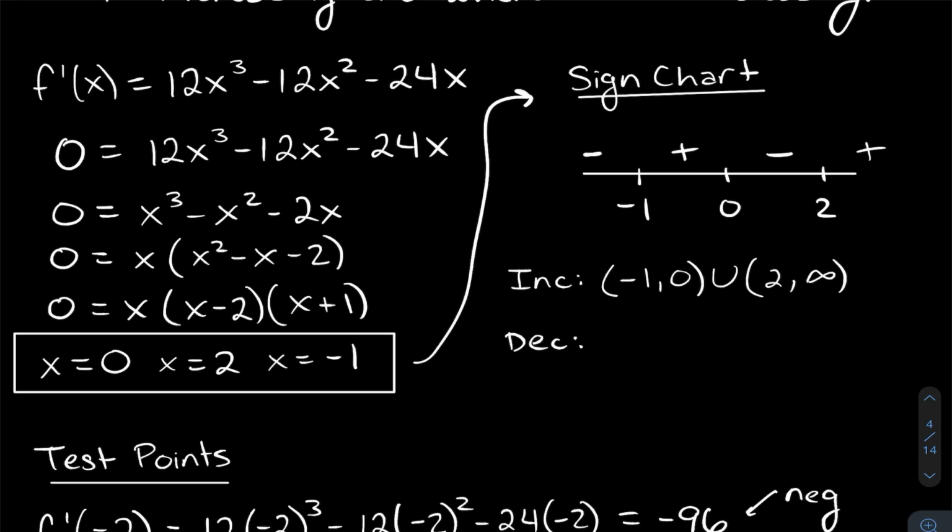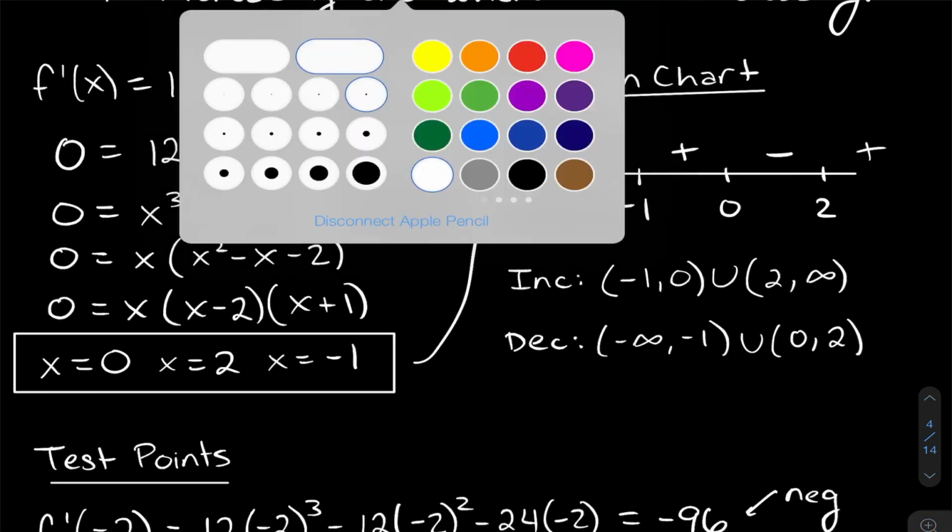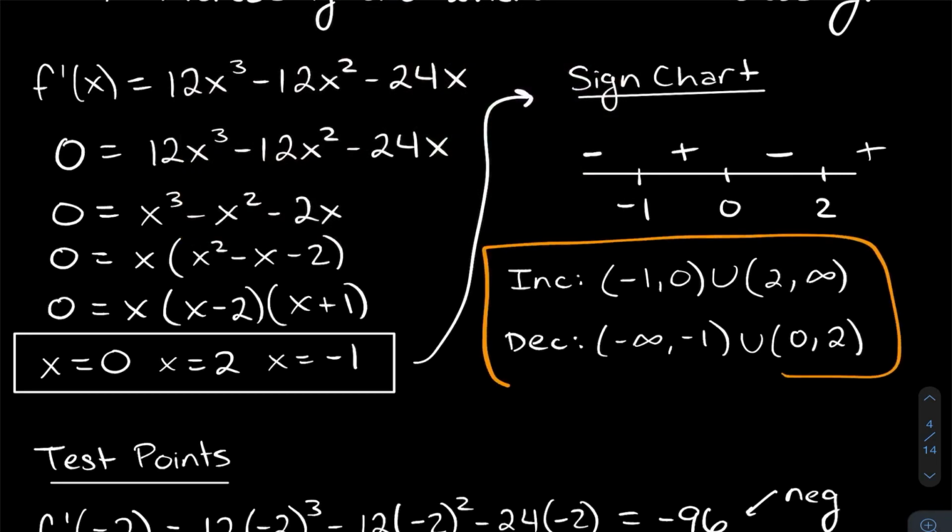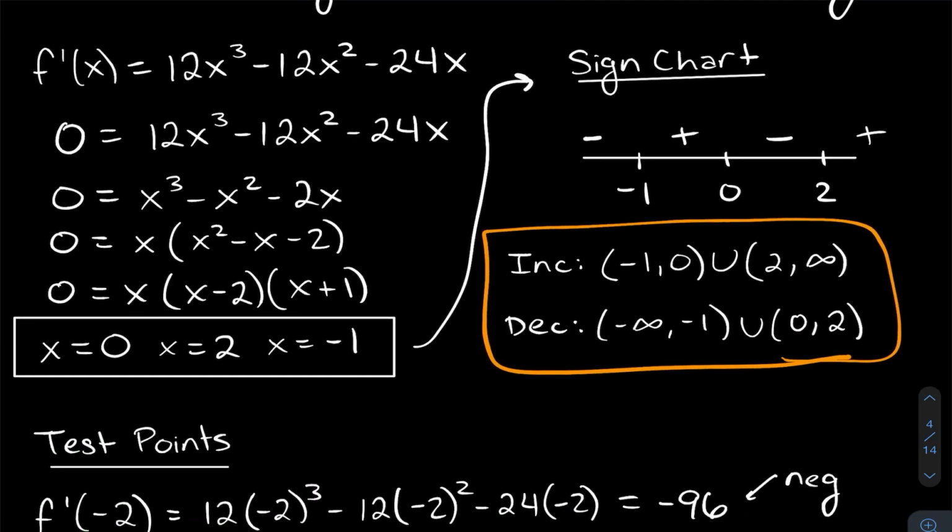And then decreasing, it's going to be from negative infinity to negative 1, right? That's this point right here, or this area. And then from 0 to 2 as well. And that right there is our answer for the orange section problem.